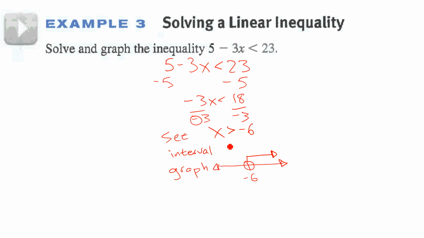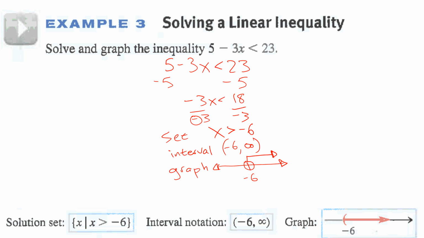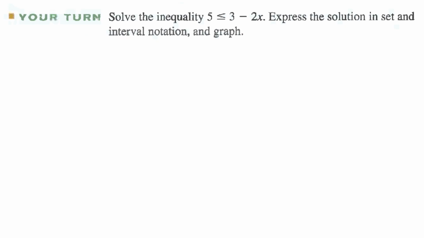So what's the smallest number? -6. Are we touching it? No. So parentheses. Comma. What's the biggest number? It goes on forever, so infinity. Are we touching it? Can't touch infinity. It's going to look just like that. And again, you can either do an open circle or you can do a parentheses on the number line. I'll accept either one. Your turn. Give it a shot.